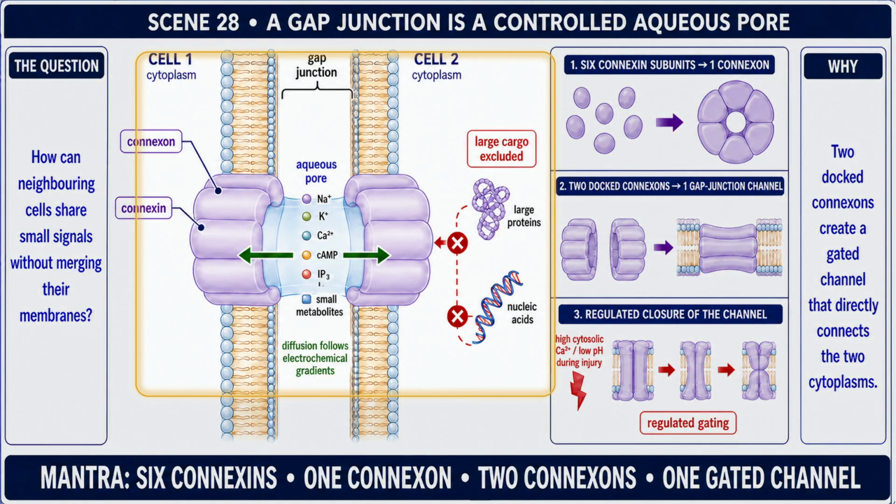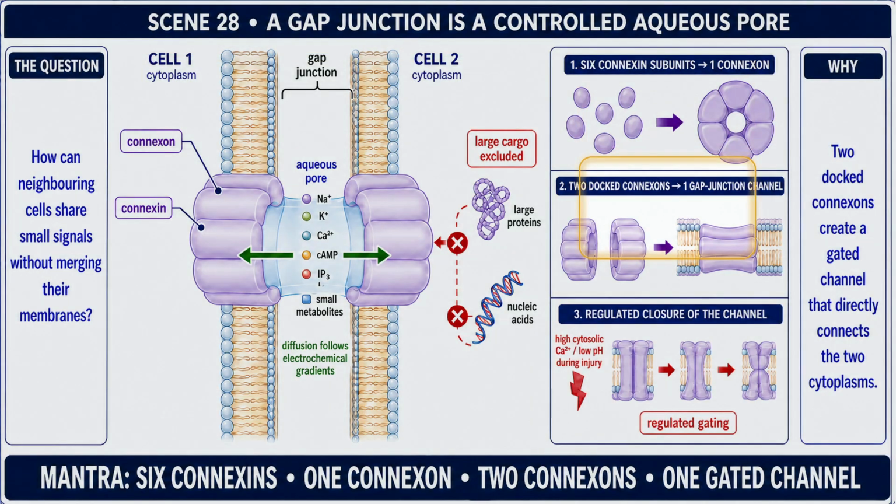A gap junction does not mainly hold cells together. It connects their cytoplasms through a controlled aqueous pore. 6 connexin subunits assemble into one hemichannel, called a connexon. A matching connexon in the neighboring membrane docks with it to complete one gap junction channel.